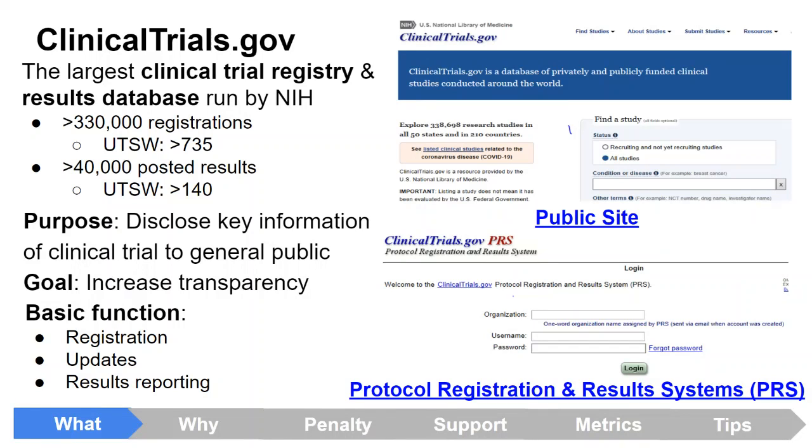There are two interfaces. One is the public interface on the top. Anyone can look up a trial for any reason. The other interface is the Protocol Registration and Results System, or PRS, which requires a university-specified login. This is where the responsible party registers and posts results. It is very much like an ERB system. The goal is to increase transparency and reduce publication bias. The basic three functions are for the investigator to register the trial, update the trial, and report the summary results in tabular format.